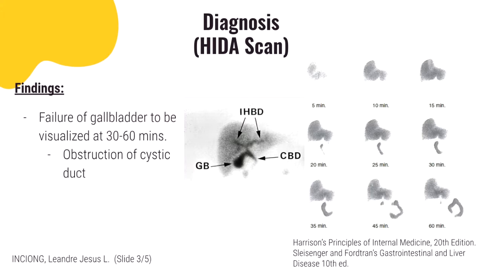A positive HIDA scan is shown on the right side. I'll use the pointer. It is positive when the gallbladder and the bile ducts are not able to take up the HIDA over here within the 30-minute to 60-minute mark. The left picture is just a picture of a normal HIDA scan, where the gallbladder takes up the dye.